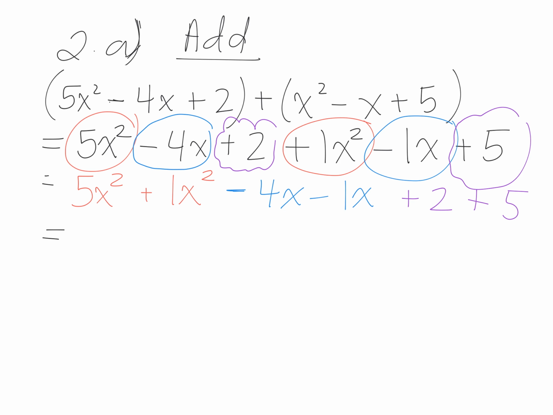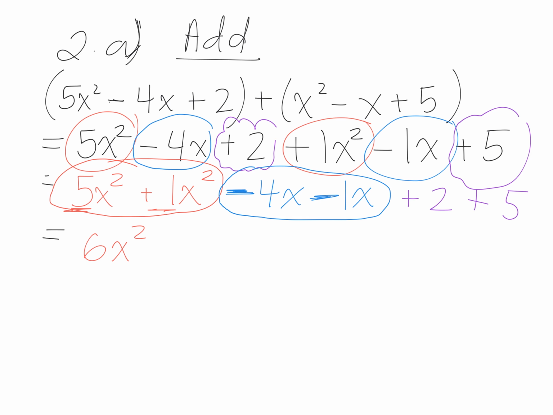Altogether, how many x squareds do I have? 5 plus 1? 6. So I have 6 x squareds. I have 6 bananas, right? So right now we did 5x squared plus 1x squared. Now I have to do negative 4x take away 1x. So type in your calculator, negative 4, use the sign, negative 4 take away 1. 5. Positive or negative? Negative. Negative 5. Is there a variable next to it? X. That's it.